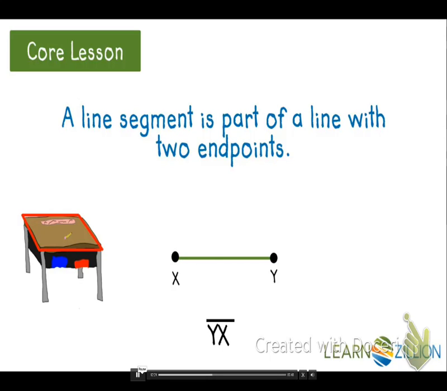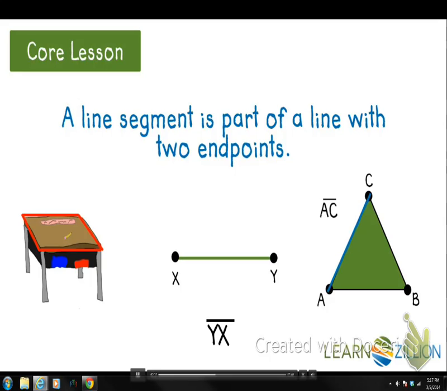Doesn't matter what order. Take a look at this triangle. We have A, B, and C. This line segment could be called AC or CA. This line segment could be called AB or BA. And this line segment could be called CB or BC.